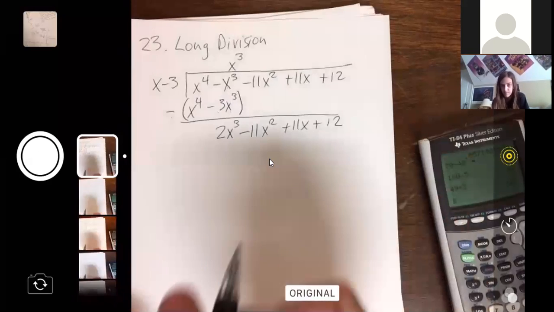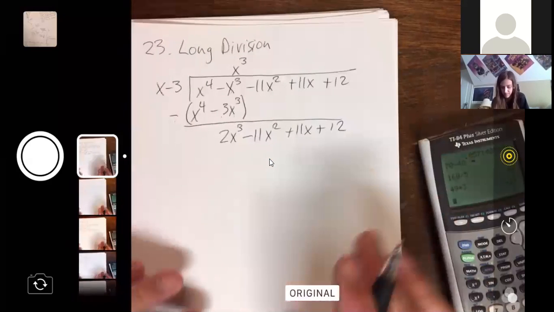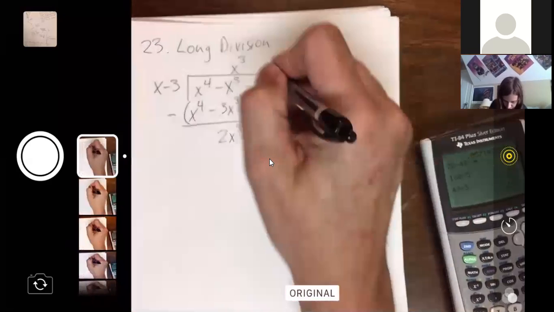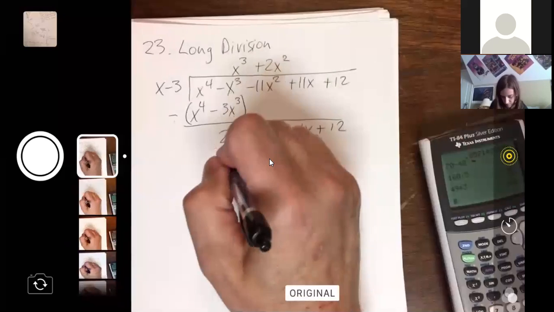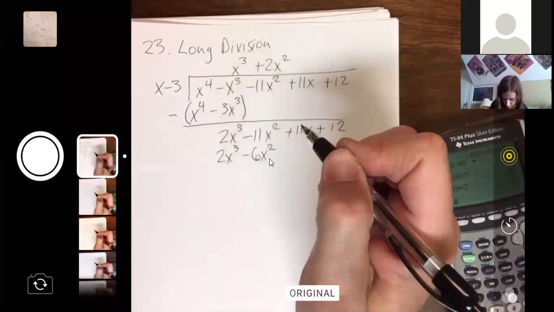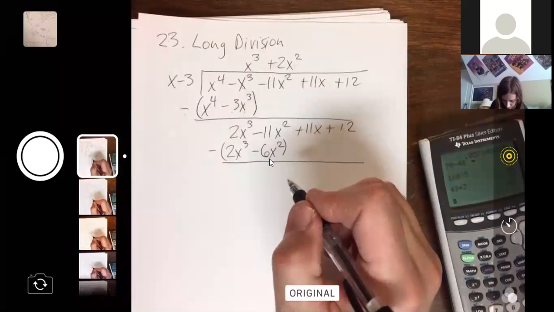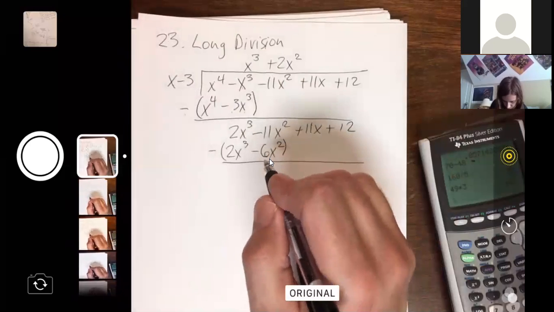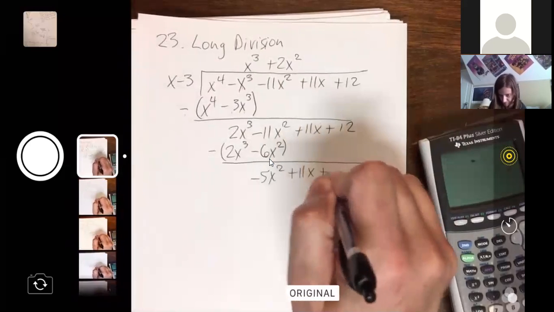Are we going too fast? Nope. I'm not looking at the answer, so I'm seeing if I can do it from scratch. x times what is 2x cubed? That'd be 2x squared. 2x squared times x, 2x cubed minus 6x squared. Subtract. Negative 11 minus 6 would be a positive, no, I'm sorry, it would be a negative. Be careful. It'd be a negative 5x squared plus 11x plus 12.